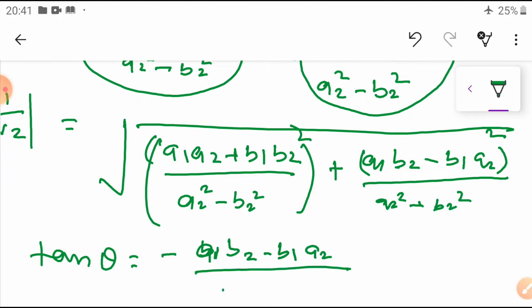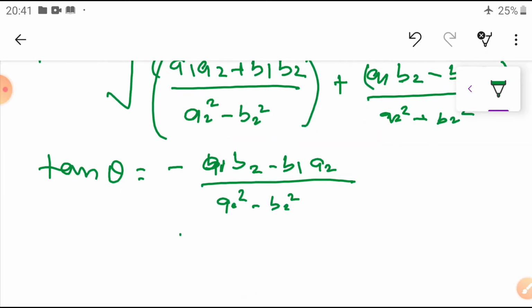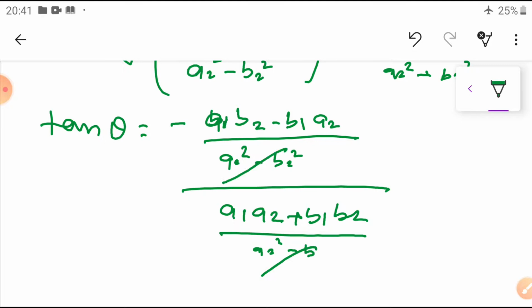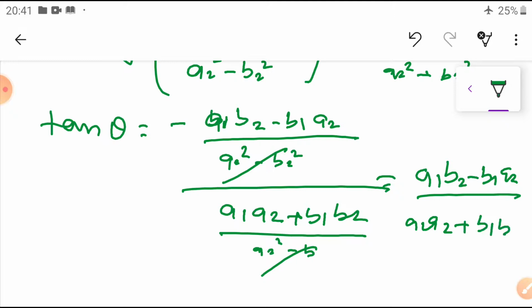Divided by A2 whole square minus B2 whole square, divided by A1 A2 plus B1 B2 divided by A2 whole square minus B2 whole square. So here these cancel, and we get A1 B2 minus B1 A2 divided by A1 A2 plus B1 B2, with minus as minus. Then this is tan theta, so theta is tan inverse of this value. You can see this, dear students.